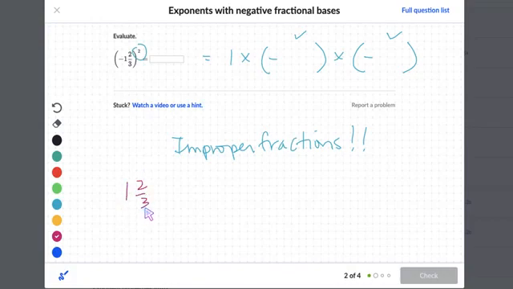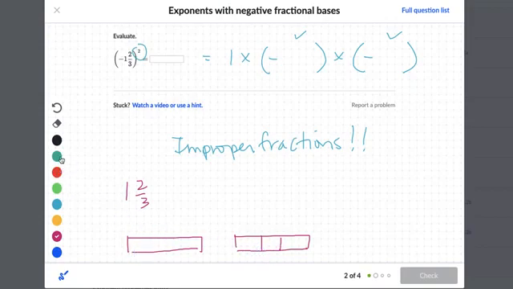1 2/3, if I were to draw it out, it would look something like this. 1 whole, and then 2/3 shaded in the second part. So this entire whole, and then 2/3. 1 entire piece and 2/3 pieces. So how do we figure out the improper fraction? Well, these are split into 3 pieces. So this whole would also be split into 3 pieces. So in total now we have 1, 2, 3, 4, 5. 5/3. This entire 1 was 3/3.